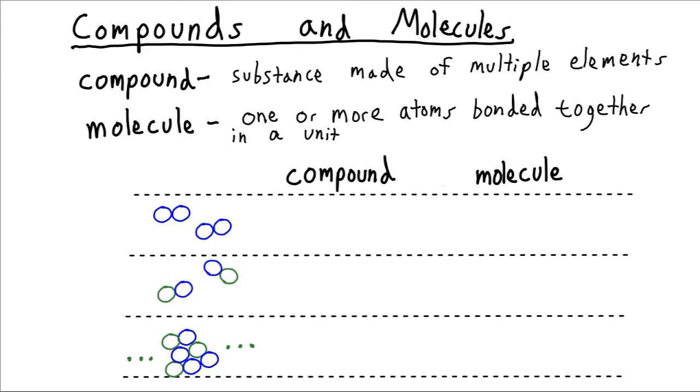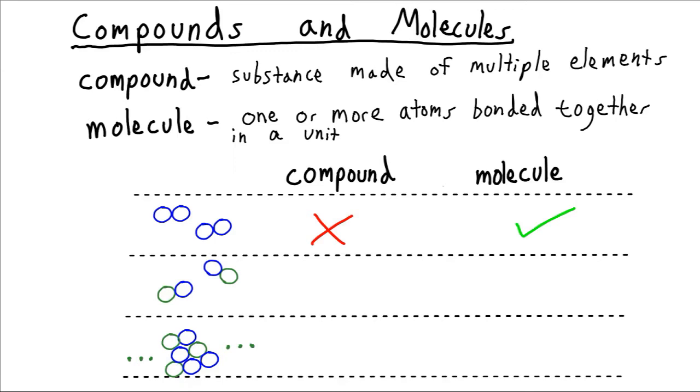If we have these subunits here where we have the same element bonded to itself, this would be an example of a molecule, since we have something fixed here. Whenever we have these little two things together, we know we have a molecule. But because there's only one substance, this is not a compound.